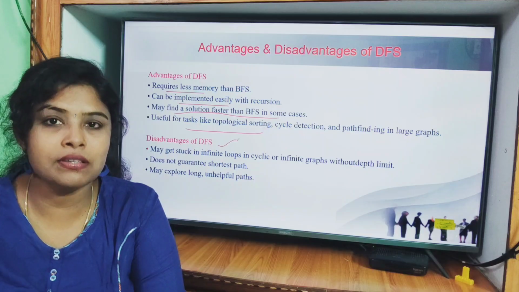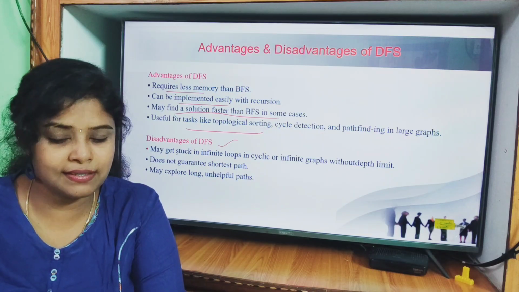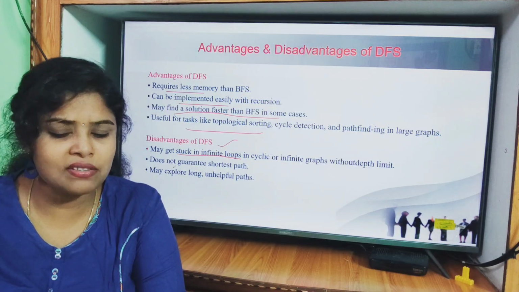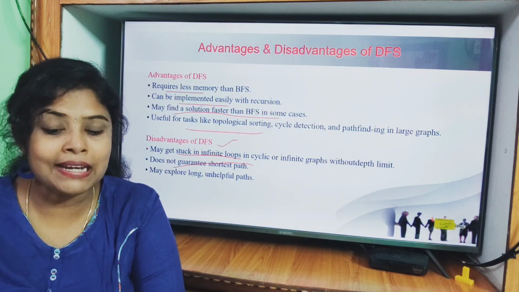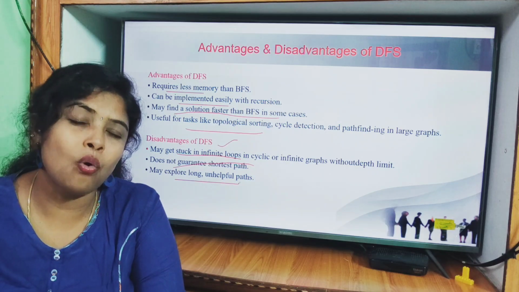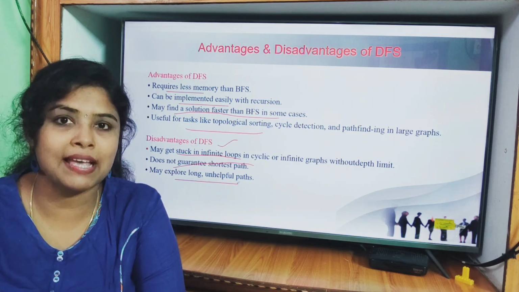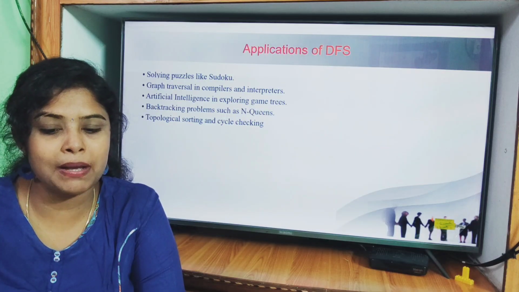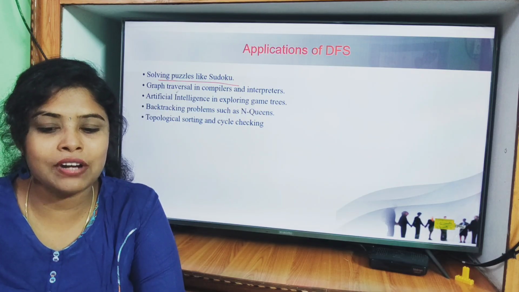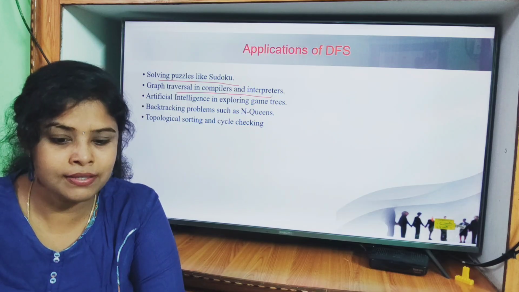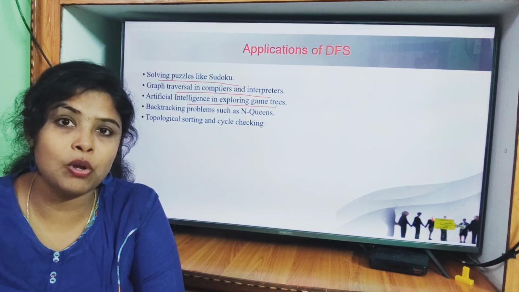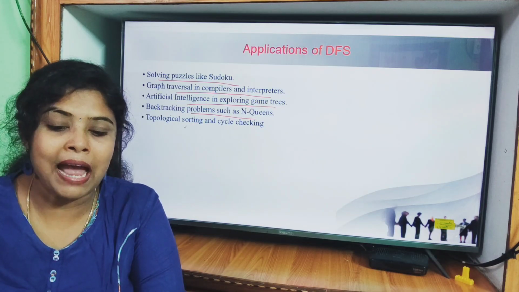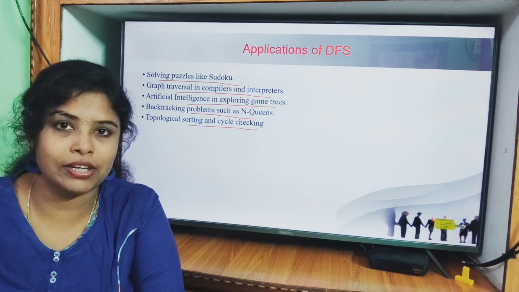Coming to the disadvantages of DFS, it may get stuck in infinite loops. That is one of the major drawbacks, and also it does not guarantee the shortest path, and it may explore long and unhelpful paths as well. Coming to the applications of DFS, it is useful in solving puzzles like Sudoku, graph traversal in compilers and interpreters, artificial intelligence in exploring game trees, backtracking problems such as the n-queens problem, and topological sorting and cycle checking.